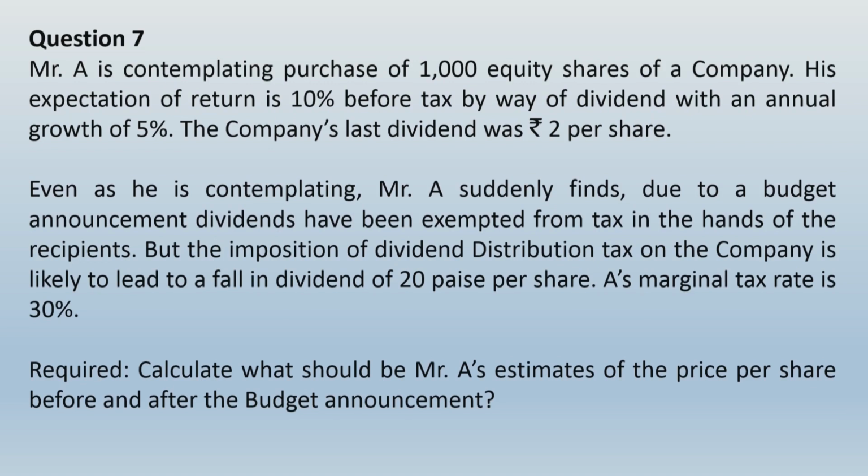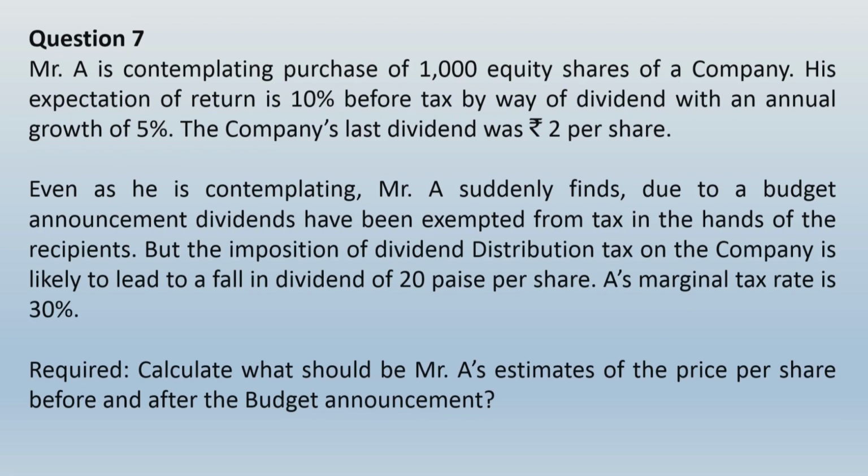Even as he is contemplating, Mr. A suddenly finds, due to a budget announcement, dividends have been exempted from tax in the hands of the recipients, but the imposition of dividend distribution tax on the company is likely to lead to a fall in dividend of 20 paise per share. A's marginal tax rate is 30%. Required: calculate what should be Mr. A's estimates of the price per share before and after budget announcement.